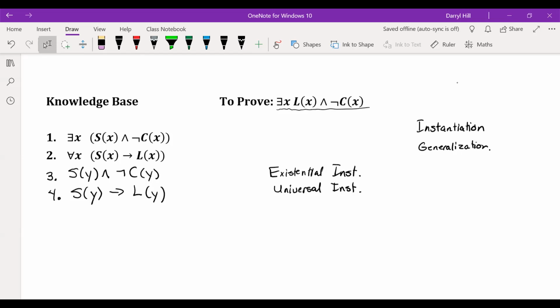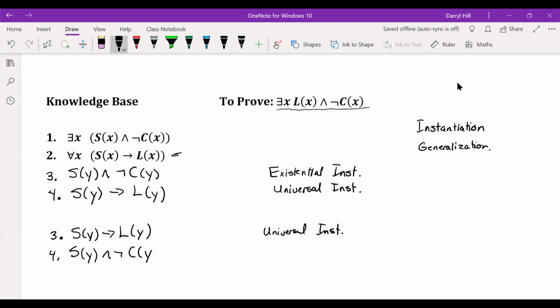Okay, so now we have our argument in propositional logic form. What would happen if we had done it the other way? Let's say we said S of y implies L of y, so I did my universal instantiation first, and then I wanted to do S of y and not C of y by existential generalization or instantiation. But why is that a problem? Does anybody have an idea? Why can't we do that? It's because that's not logically consistent.